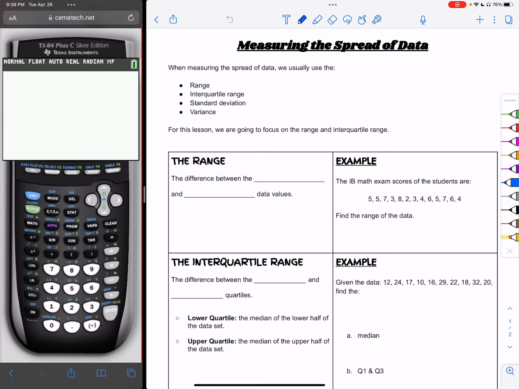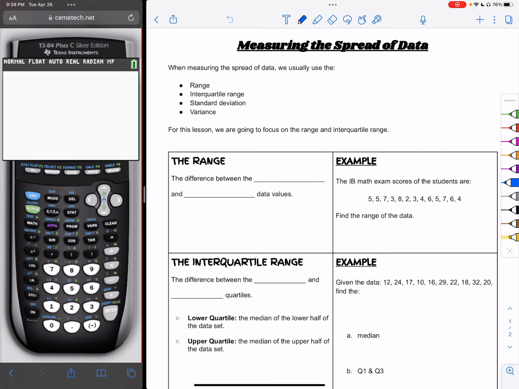Hello, today we're going to talk about measuring the spread of data. Whenever we measure the spread of data, we usually use the range, the interquartile range, the standard deviation, and the variance. For this specific lesson, we are only going to focus on the range and the interquartile range. The standard deviation and variance will come later on.